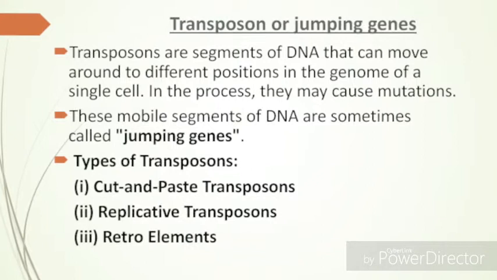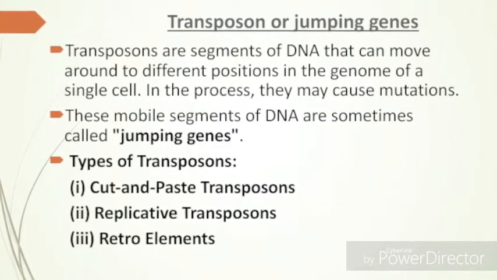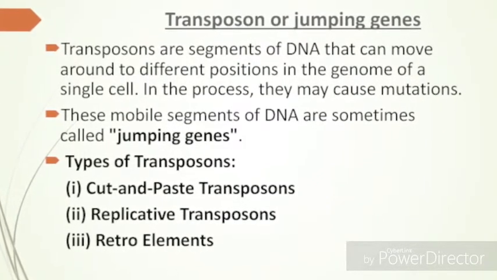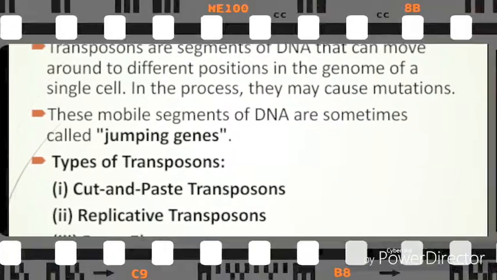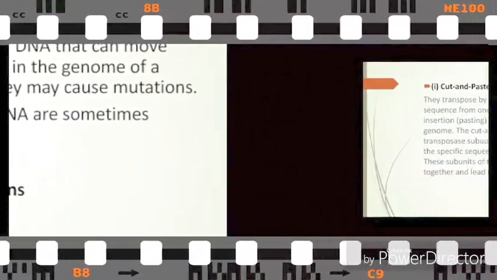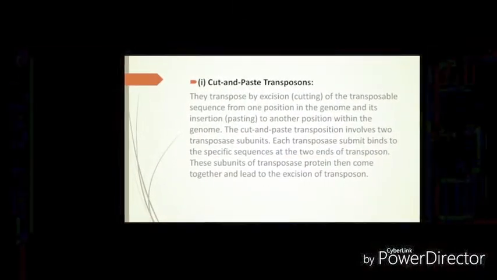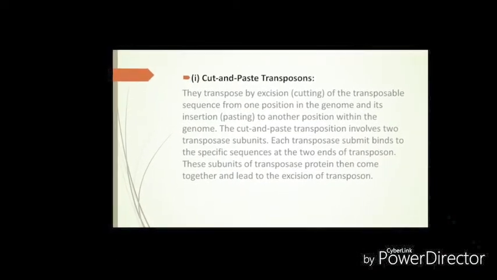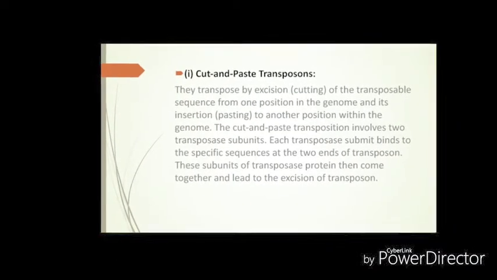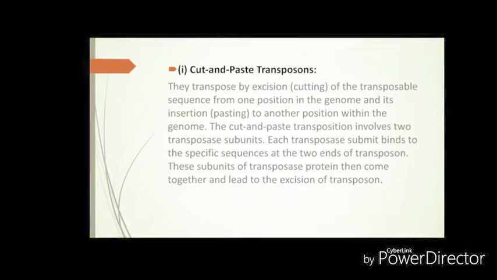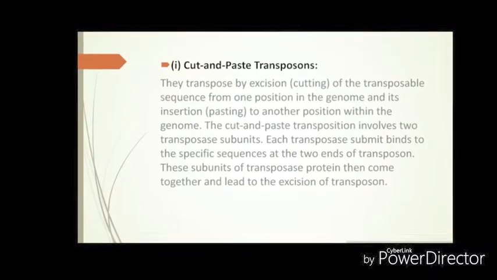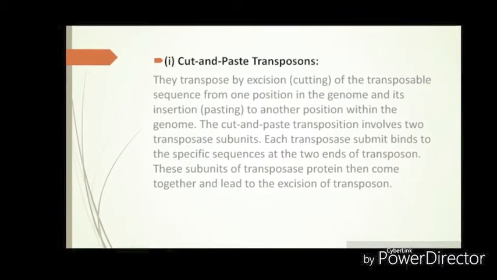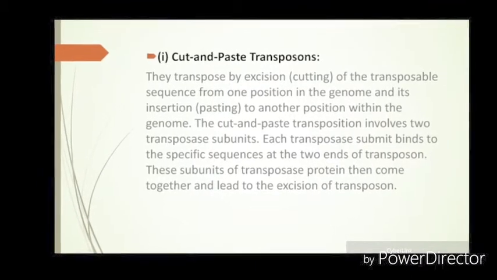Different transposons may change their site by following different transposition mechanisms. One is cut and paste transposons, two replicative transposons, and three retro elements. Let's start with cut and paste transposon. They transpose by excision or cutting of the transposable sequence from one position in the genome and its insertion or pasting to another position within the genome.